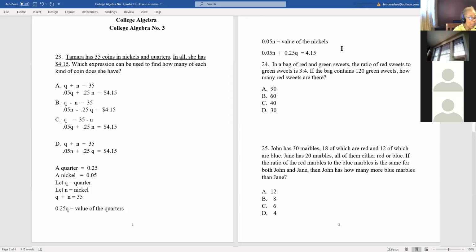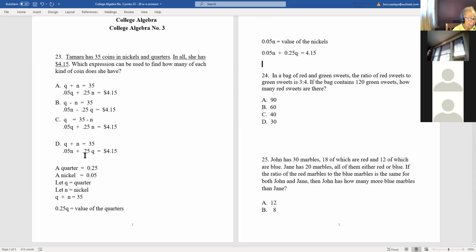Now, if we put that all together, we have quarters plus nickels is 35. We have 0.05 nickels plus 0.25 Q is 4.15. Which of those expressions over there is the equivalent? Let's just put them all together. And I'll just put the Q plus N. Let's get it from here. Q plus N is 35. So I'll put that there.